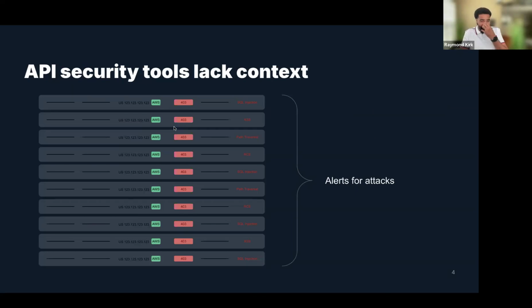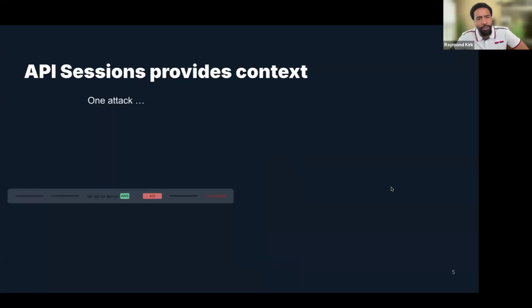Why are we here? Today's session is really around a gap that we've seen in the market. API security tools often lack context. So there's alerts for attacks, but there's been a big gap in the context on how people are interacting. If you could go to the next slide for me, Evers. Oftentimes people see one attack with security tools that are out there today.